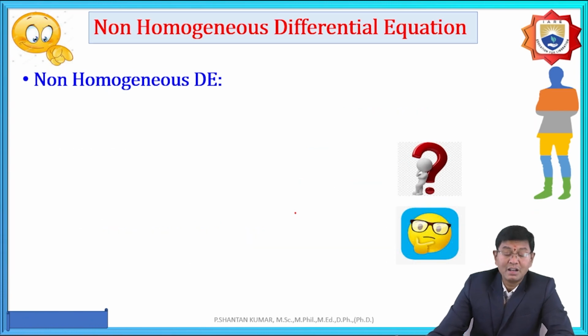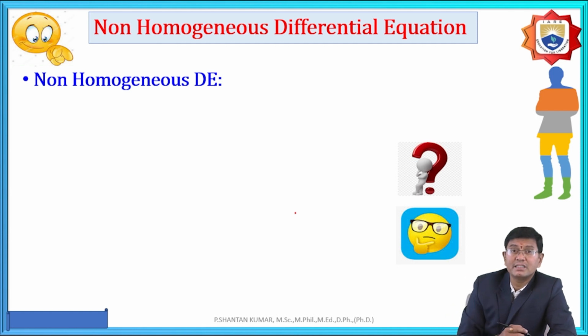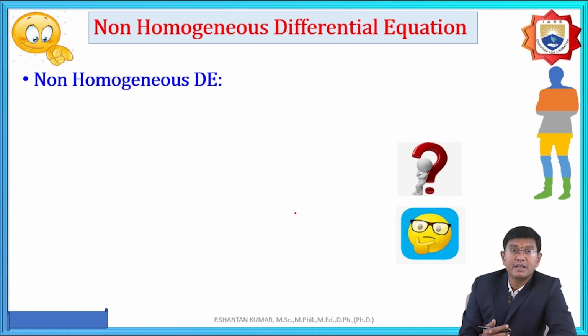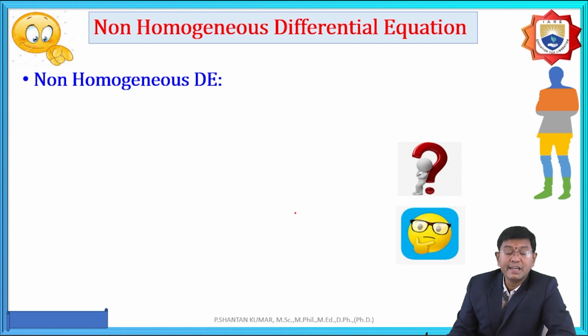And the second one is the non-homogeneous differential equation. In the previous one, the same degree made it homogeneous. If the degree is not the same in the dx coefficient and the dy coefficient, such a differential equation is said to be a non-homogeneous differential equation.